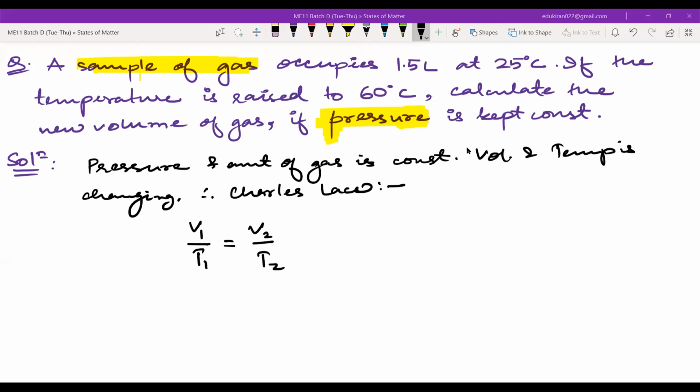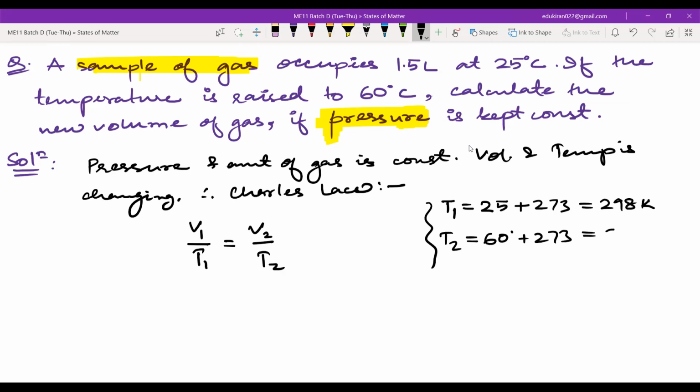So we have volume 1 and volume 2, that is in liters, that is fine. Now we have the temperature. T1 is given as 25 degrees Celsius, but we have to convert this into the Kelvin scale, because the law says you have to have the temperature in the absolute scale, that is Kelvin. 25 plus 273 is equal to 298 Kelvin. Then T2 is 60 degrees Celsius, plus 273, which gives 333 Kelvin.